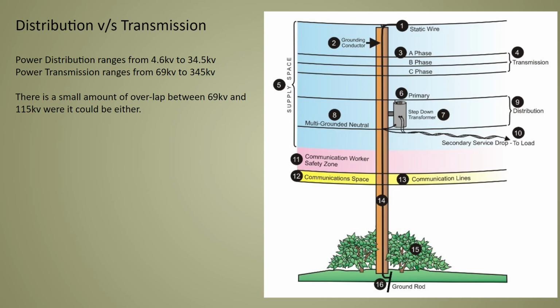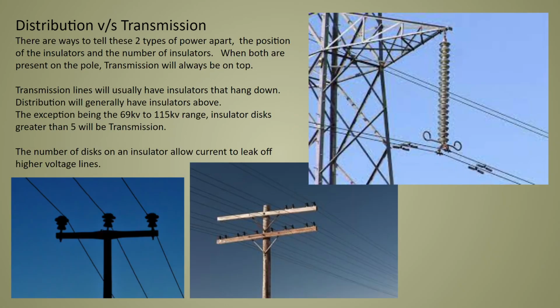Now, when we look at this diagram, the cable that I need you to look at is cable 8, which is your multi-grounded neutral. And we're going to talk about that a little bit later. That comes into play. So when you're looking up at a pole, there are a few ways to tell the difference between that distribution and transmission on the pole. And the reason that's important is we're going to talk about later when you're applying to attach to that pole, what type of power is on that pole is important.